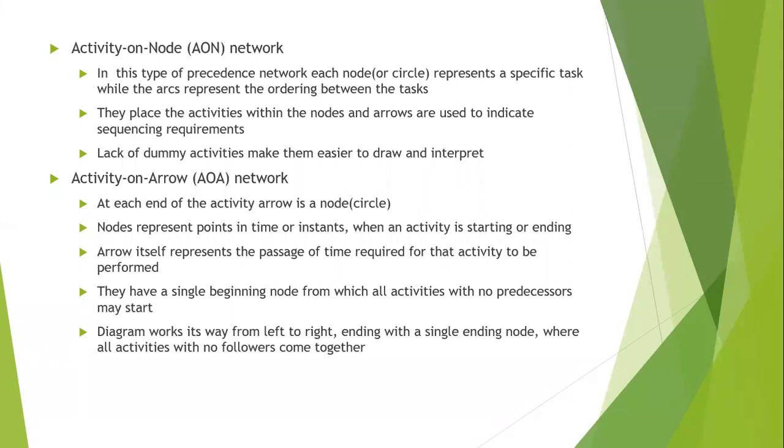Okay, now coming to activity on arrow. At each end of the activity arrow is a node. Node represent points in time or instance when an activity is starting or ending. Activity itself represents a passage of time required for that activity to be performed. They have a single beginning node from which all activities with no predecessors may start. Diagram works its way from left to right, ending with a single node where all the activities with no followers come together.